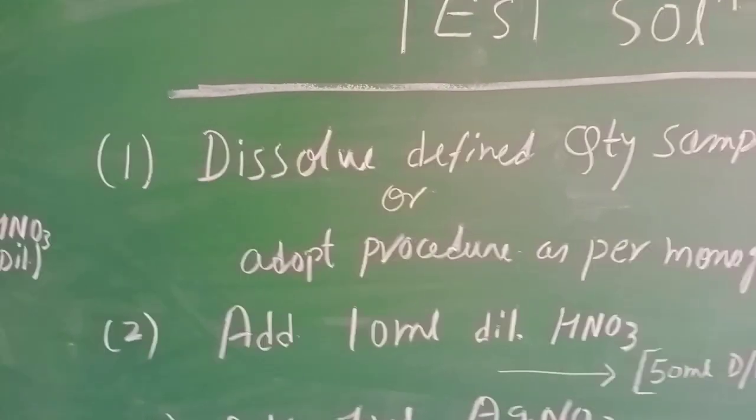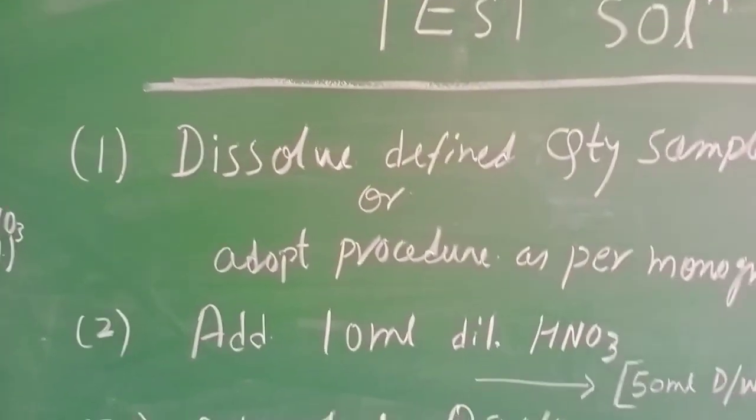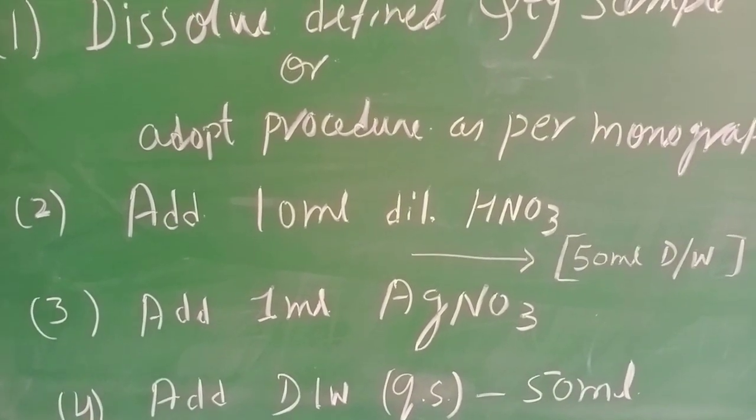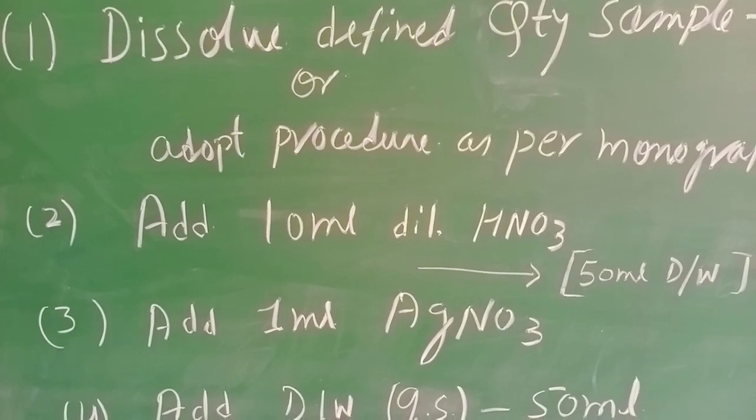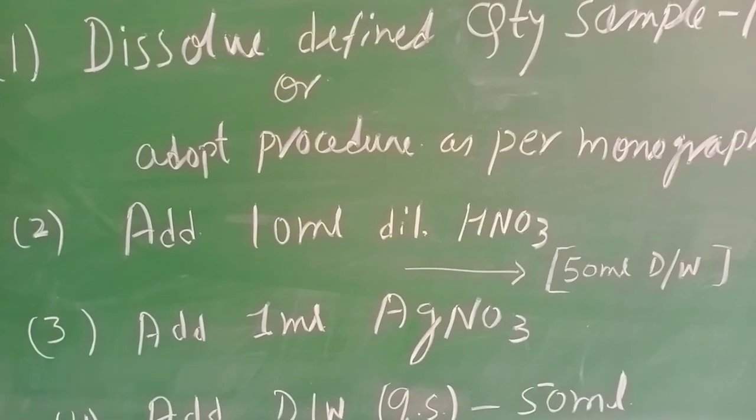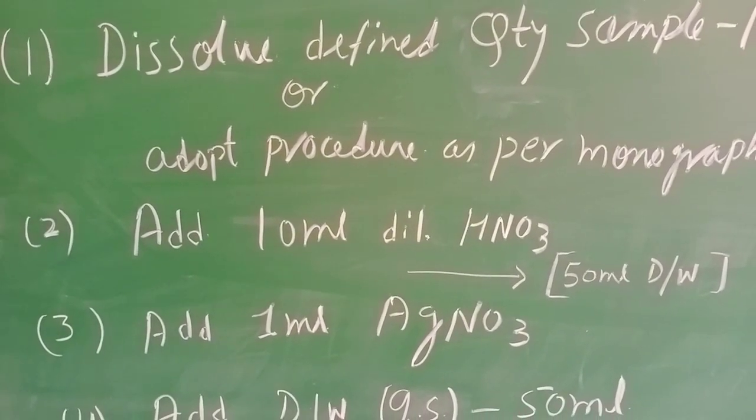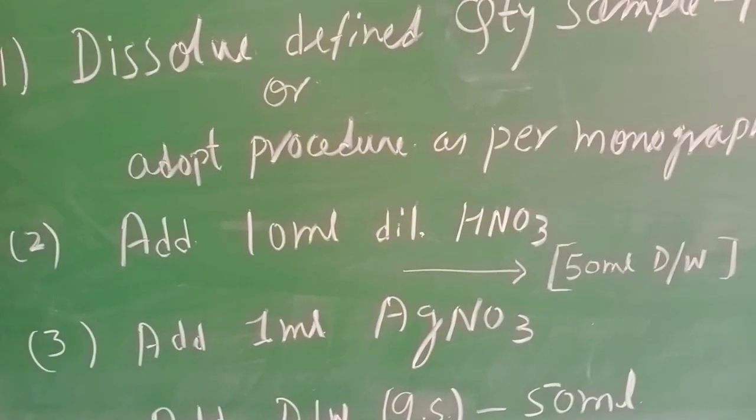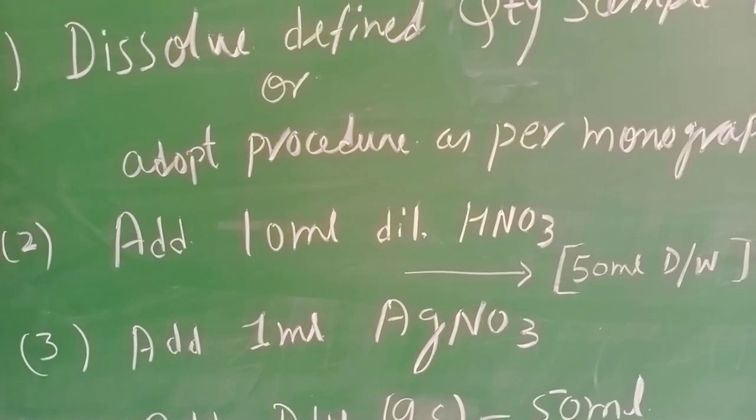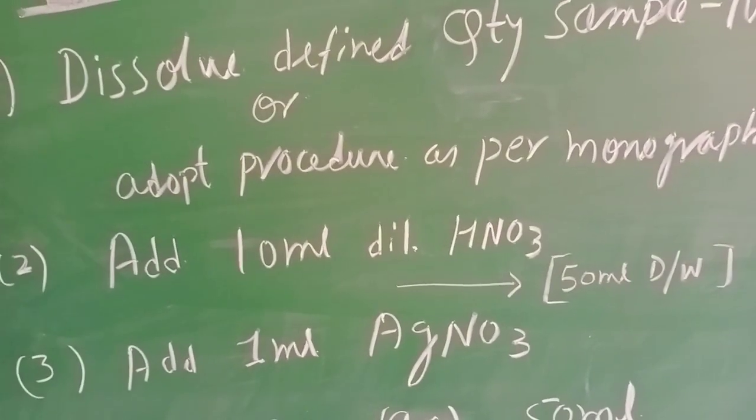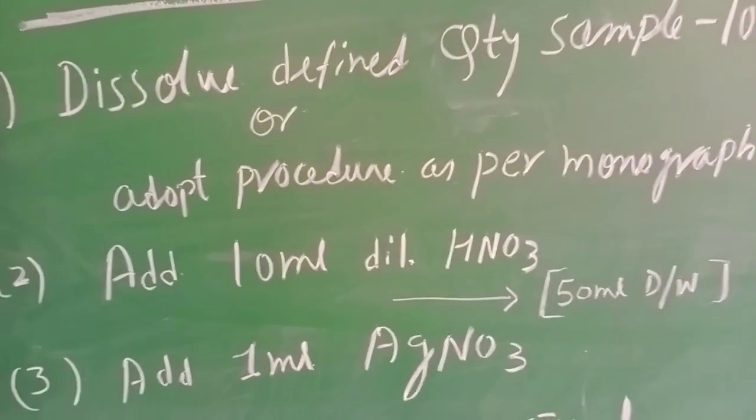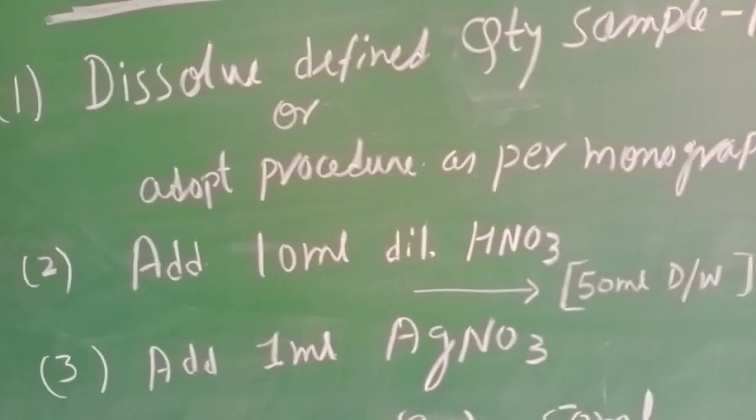Once we are done with step 1, we move to step 2. In step 2, we have to add 10 ml of dilute HNO3 to the content. As we are handling an acid, although it is a diluted one, suitable care must be taken during this particular step.